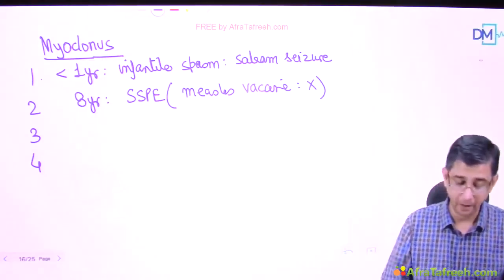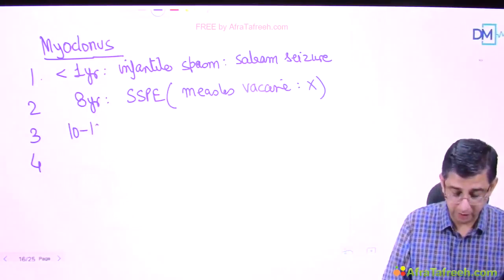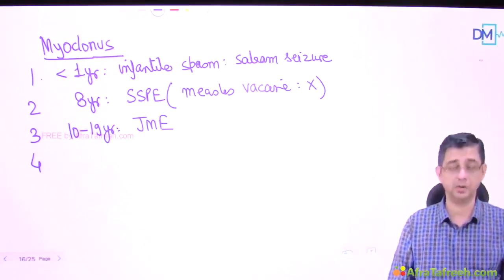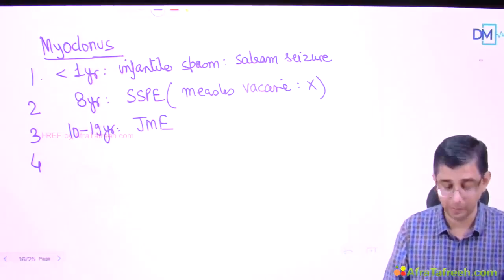to the child. Between 10 to 19 years of age, the child is always getting late for school, early morning episodes are there, and he's also having GTCS episodes in between, that is juvenile myoclonic epilepsy.